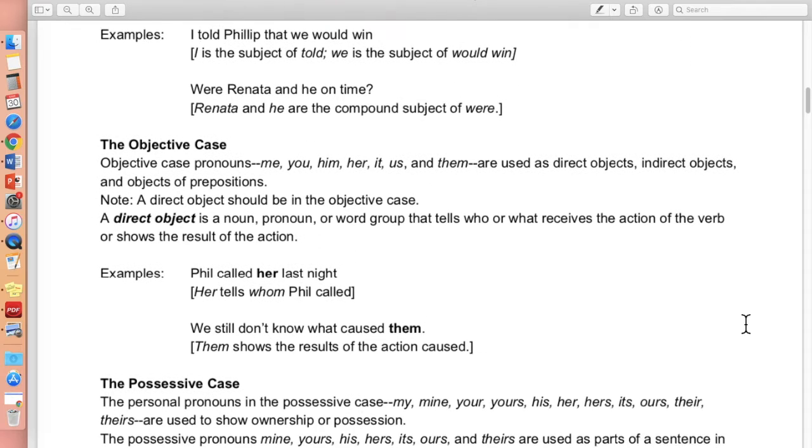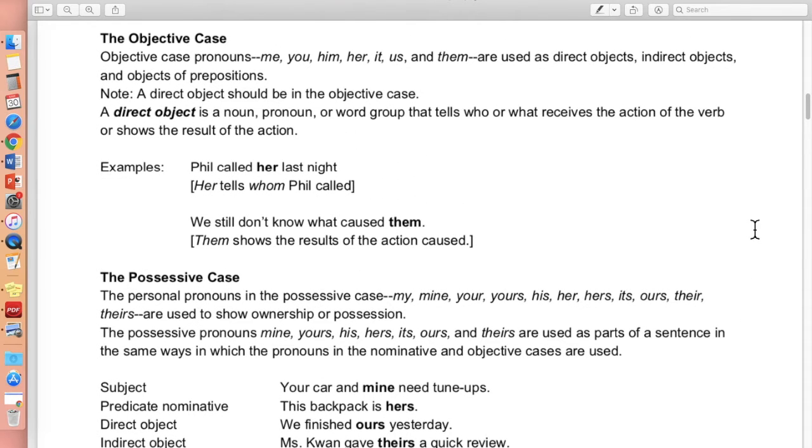Okay. Objective case. Objective case pronouns: me, you, him, her, it, us, and them. They're used as direct objects, indirect objects, and objects of the preposition. So let's look at some examples here. Phil called her last night. Phil's the subject. Phil's calling someone. Her is telling us whom Phil called. We still don't know what caused them. Them is the result of the action caused. So these are the objects, they're in the object slot in the sentence. And that's why we have to use the objective case version of the pronoun.